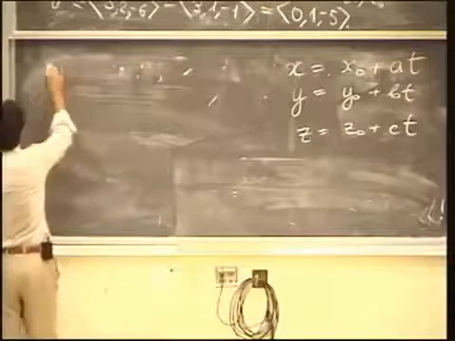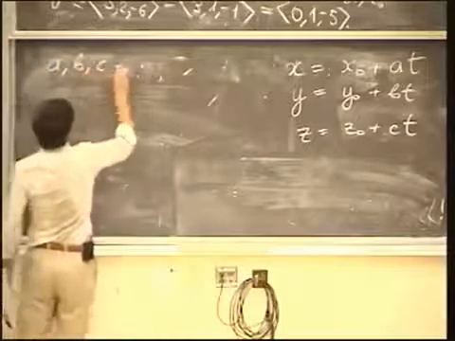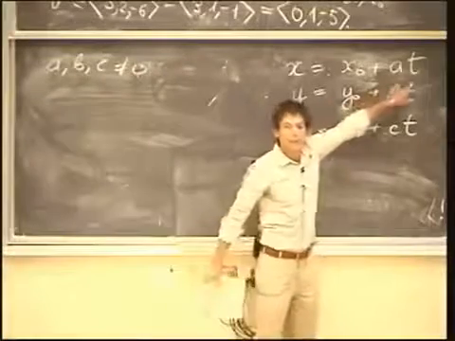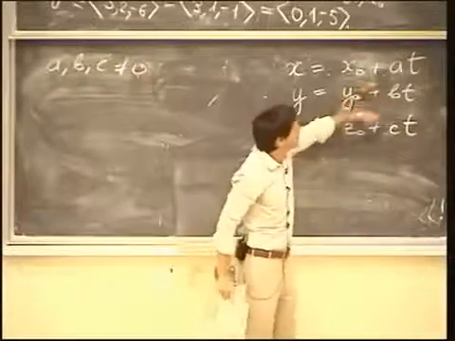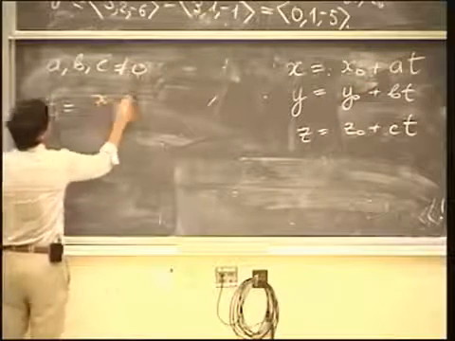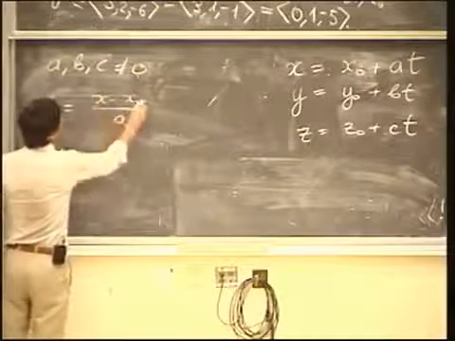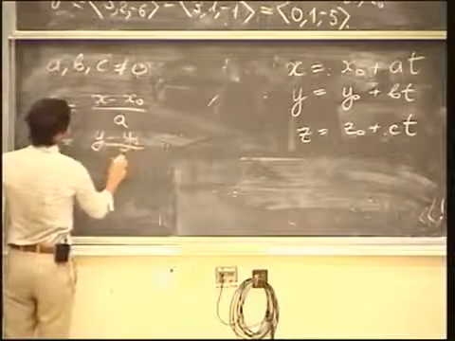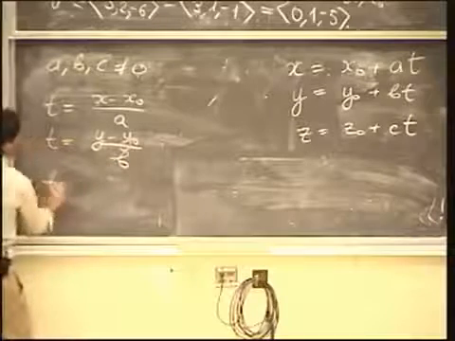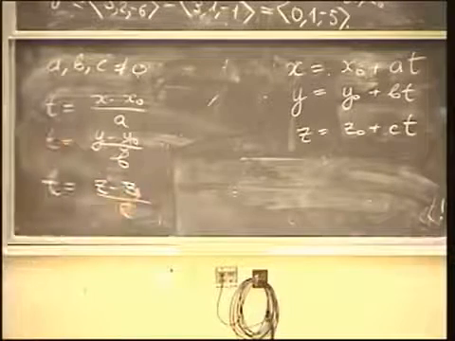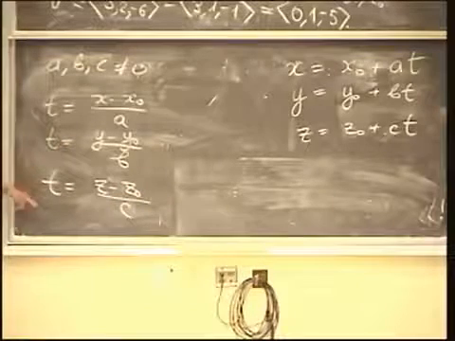Suppose that A, B, and C are all non-zero. Then we can express t from each of these formulas by dividing by A, B, and C. So we can find that t is equal to (x minus x0) over A. t is (y minus y0) over B. And t is also (z minus z0) over C. But it's all the same t.